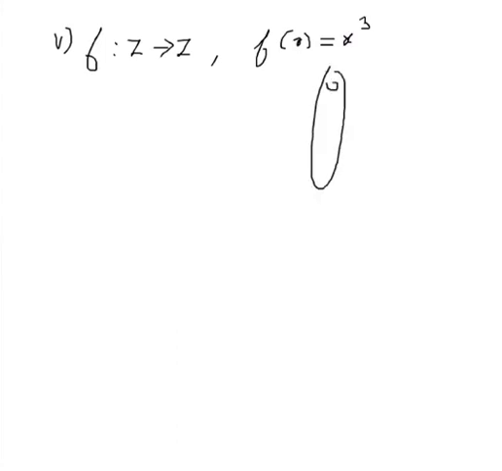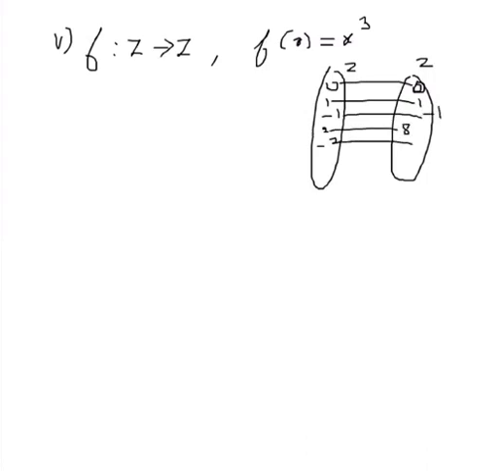Now fifth subdivision. The function is defined from the set of all integers to the set of all integers, and f of x is defined as x cube. So in the set of all integers, we have positive as well as negative integers, and 0 also. So 0 cube is 0, 1 cube is 1, minus 1 cube is minus 1, 2 cube is 8, minus 2 cube is minus 8, etc.